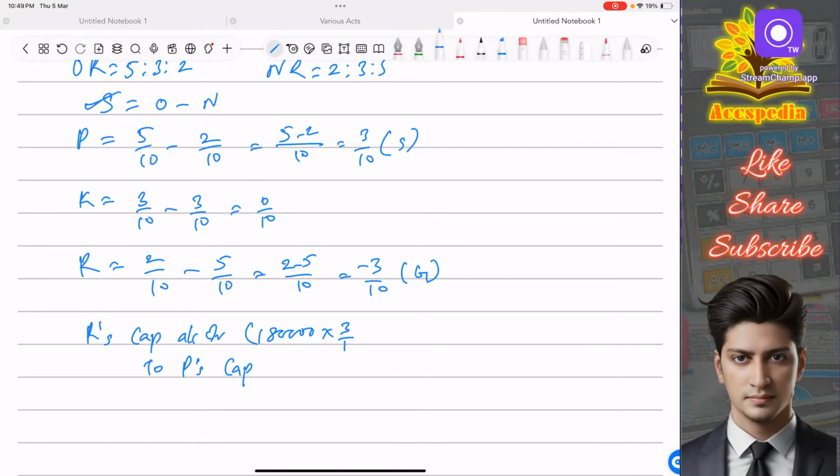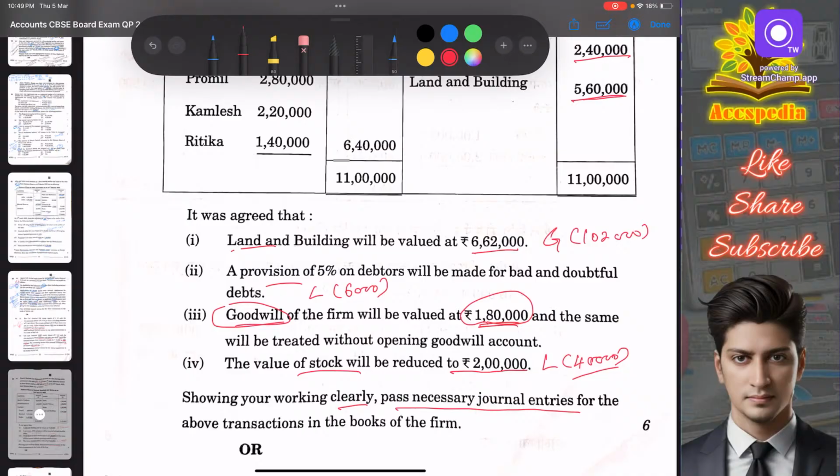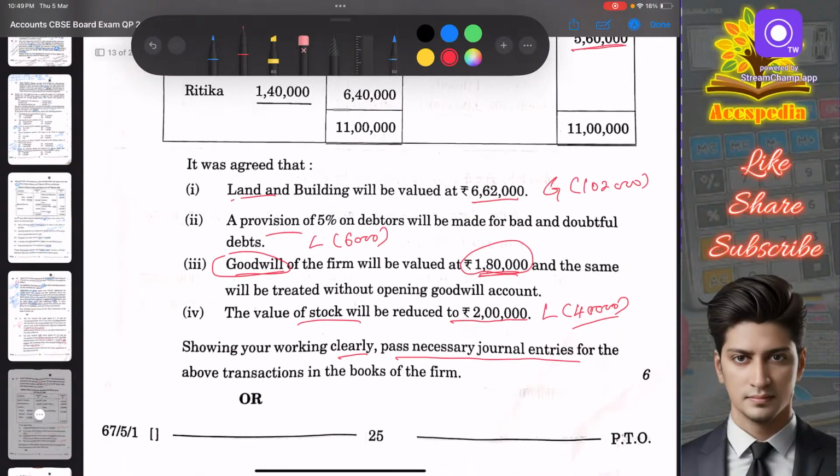1,80,000 into 3/10, that means 18,000 into 3. 18,000 into 3 is 30 plus 24. Narration: gain and sacrifice of goodwill is adjusted among partners' capital account. Yes, 1,80,000, 18,000, yeah, correct. So that's it. That's the last entry over.